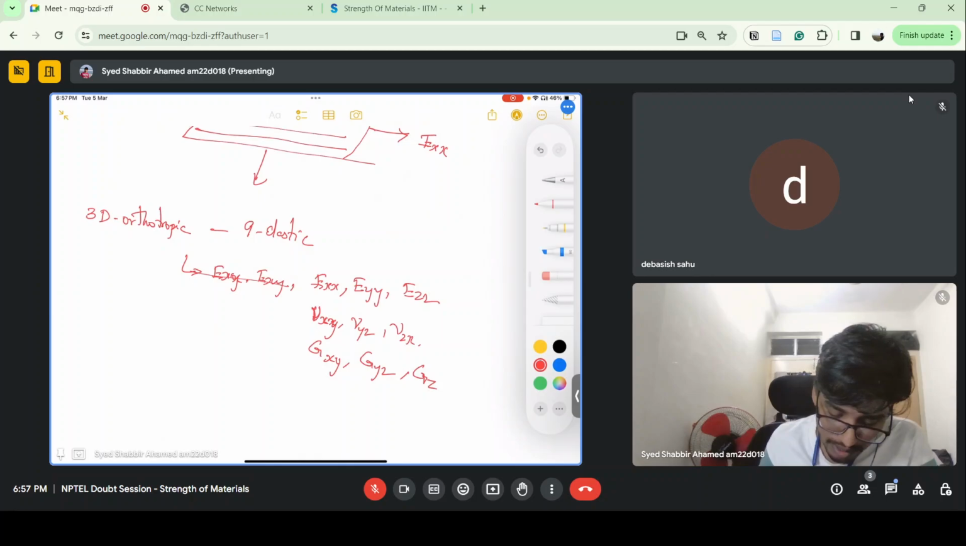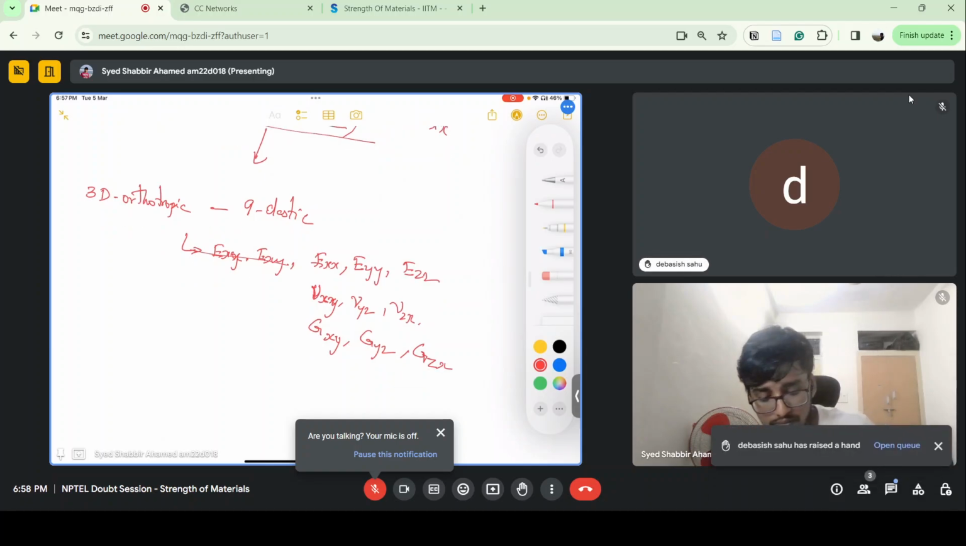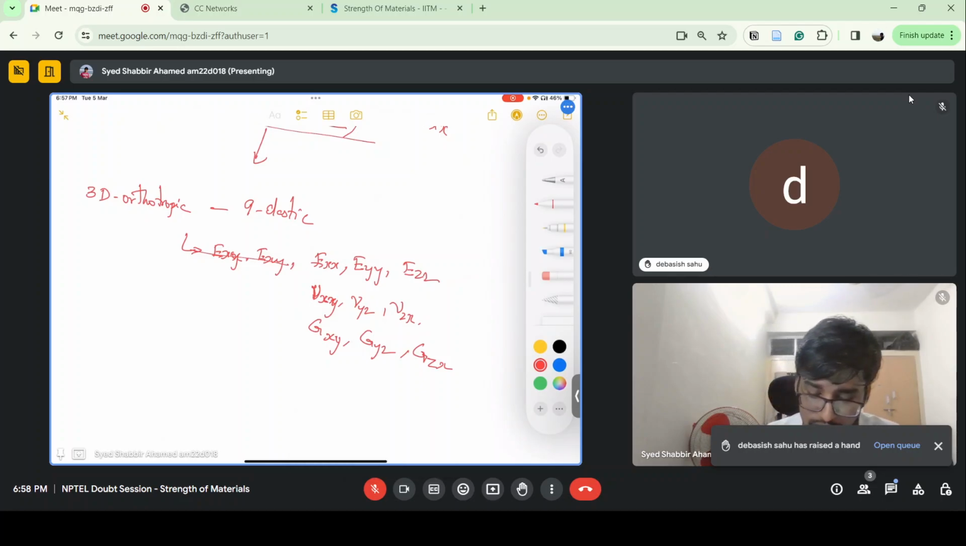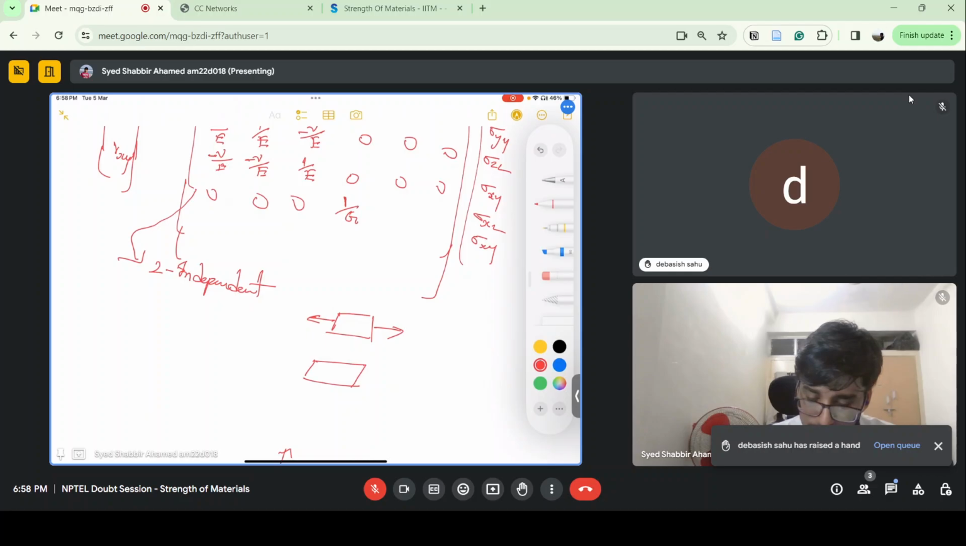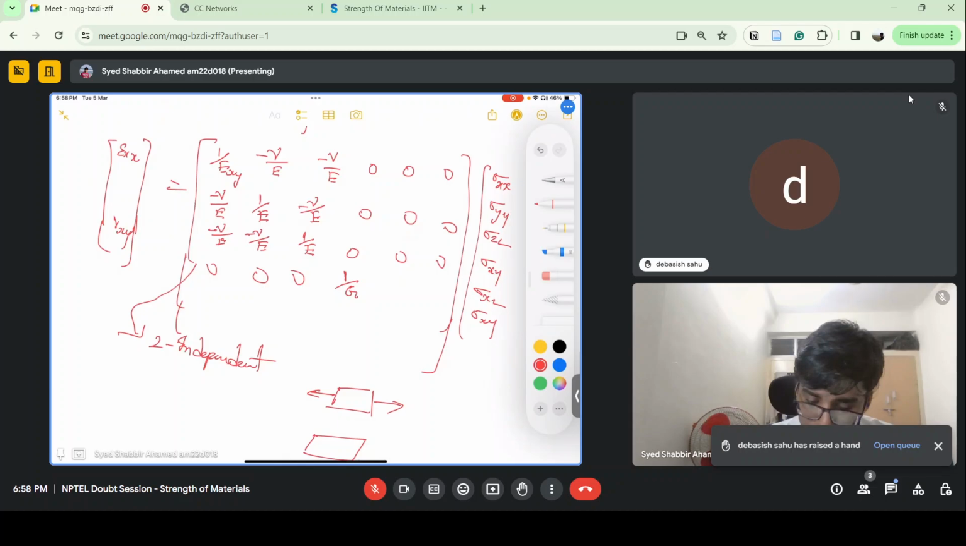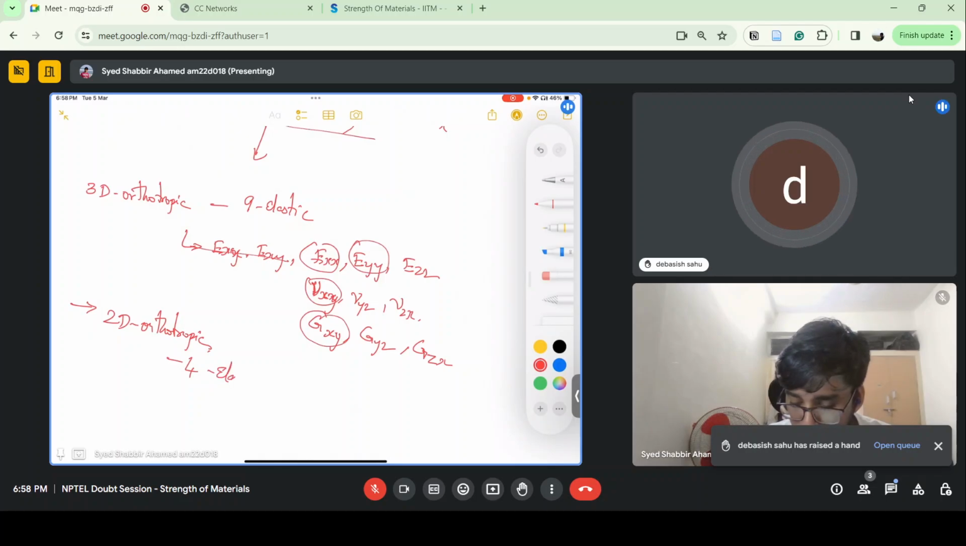You just remember that there are 9 elastic constants. When you go for a 2D orthotropic case, you have xx, yy, xy, and xy, so there are only 4. In the z direction, everything is 0. Yeah, Devashish, 4 elastic constants.